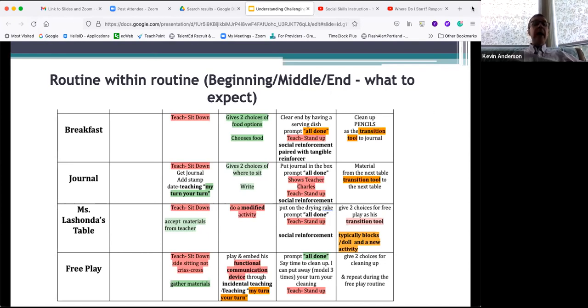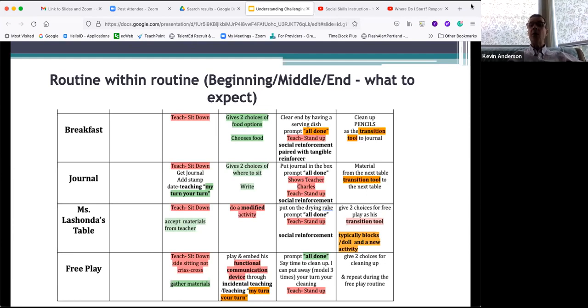So while for 80% of the class, having just breakfast, journal, Miss LaShonda's table, and free play as a general schedule is going to work for 80%, 90% of those kids, for some children we really want to break those down even more. So you can see for this class, they've done it for each one of their routines.